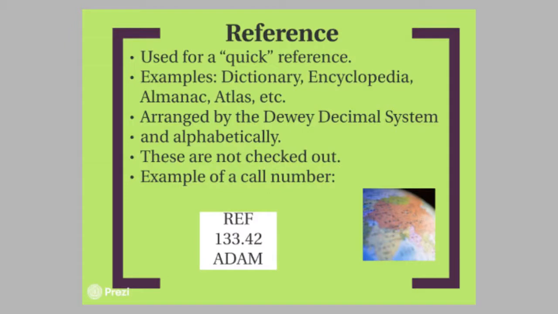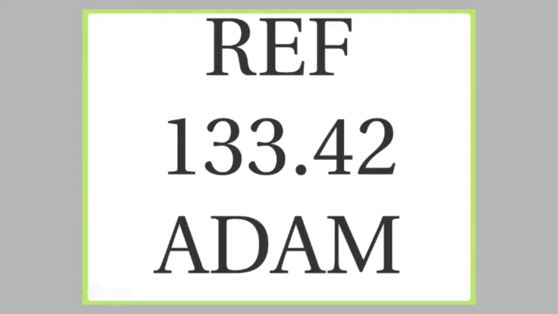Reference books follow the same rules, but they have R, E, F, above the numbers. Reference books are dictionaries, encyclopedias, almanacs, atlases, and many more sources to do quick lookups of factual information. This section is going away, little by little, because of online sites like Google. Here's an example of a reference book label.